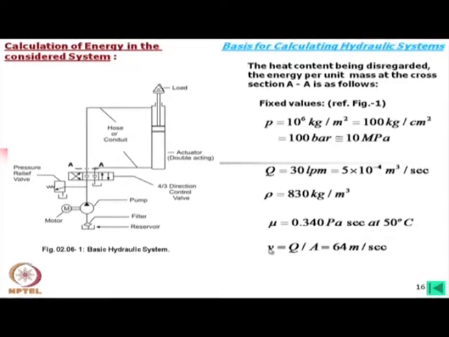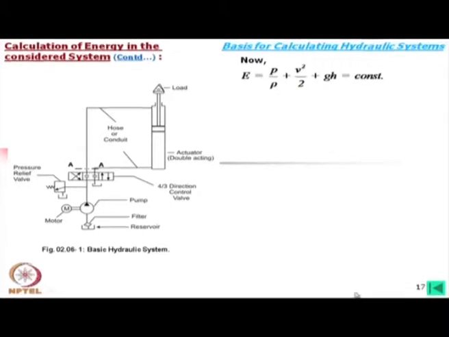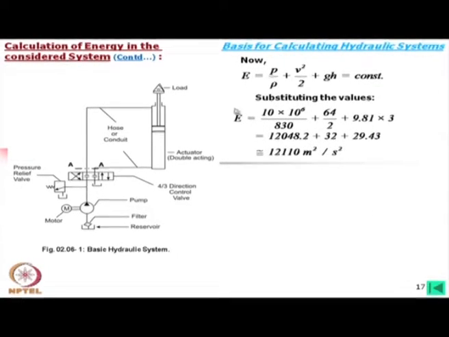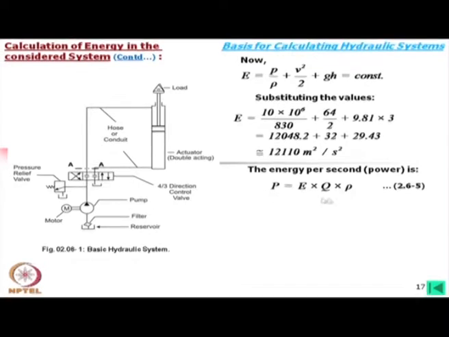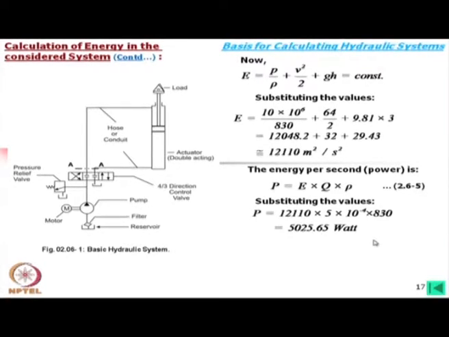Now, this V velocity, in this case it will come 64 meter per second. The A is not given, but this value is given. Now, on that basis, I would like to estimate this value, then you can see this, just we have calculated substituting the values, and it has come this meter square per second square, and then the energy per second. Now, this in form of power, we can calculate this, and then it becomes 5025 watt.